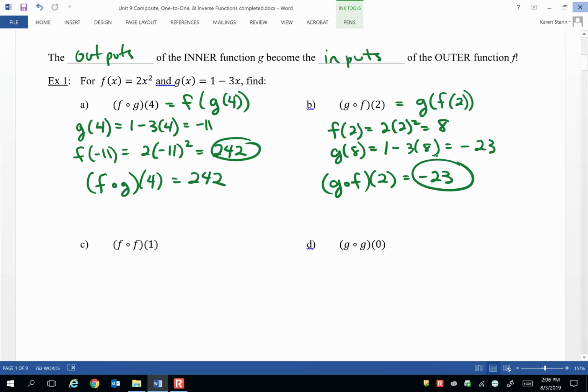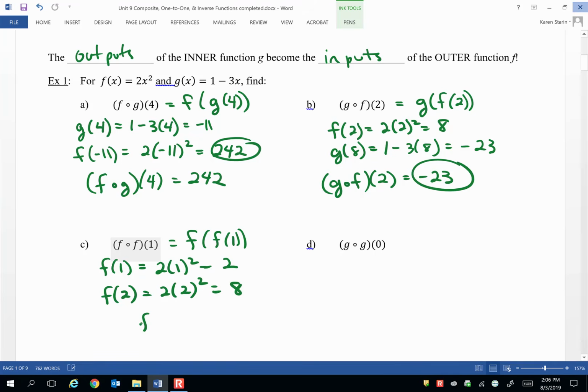How about f composed with itself of 1? So that would be f of f of 1. So we first find f of 1, and that will be 2 times 1 squared, so that's just 2. Now we need to find f of 2, and that's 2 times 2 squared, which is 8. So f composed with f of 1 equals 8.